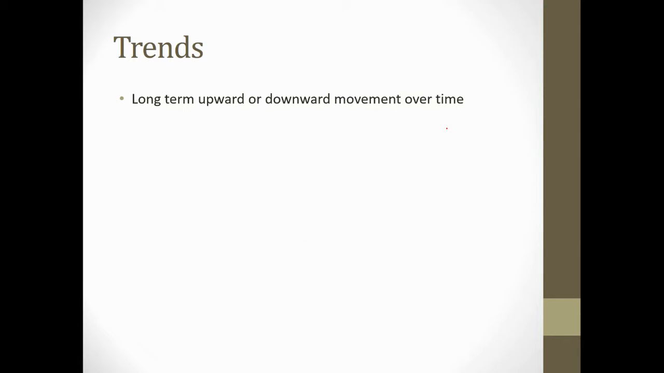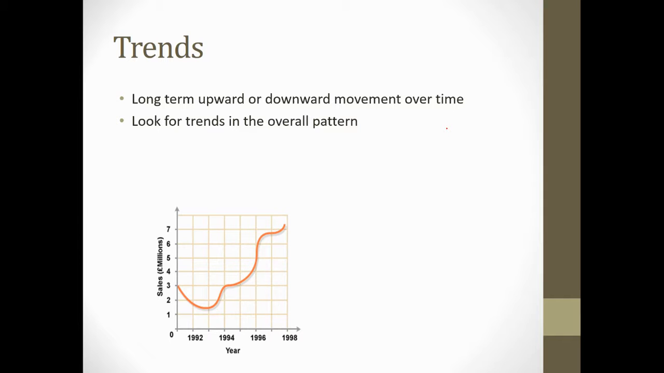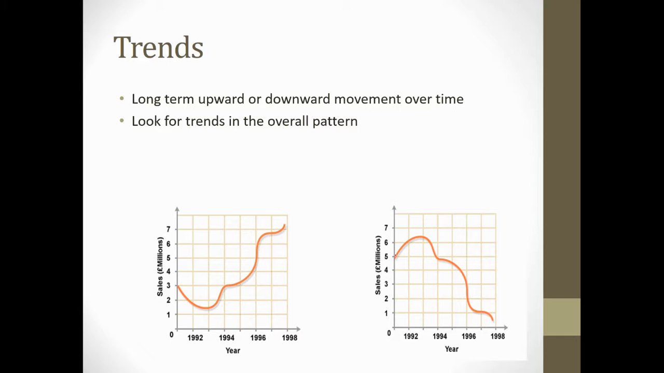Okay, trends. We can have a long-term upward or downward trend over time. We look for trends in an overall pattern. So for example, in this one, the scale is in millions, and then we have the years. There's a little bit of a downward section right here, but overall, from the beginning to 1998, we would say this has an upward trend. Okay, and here we have a little bit of an increase, but overall, through the years, this has a downward trend.